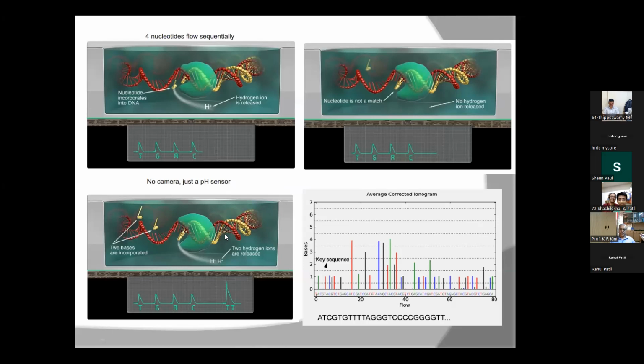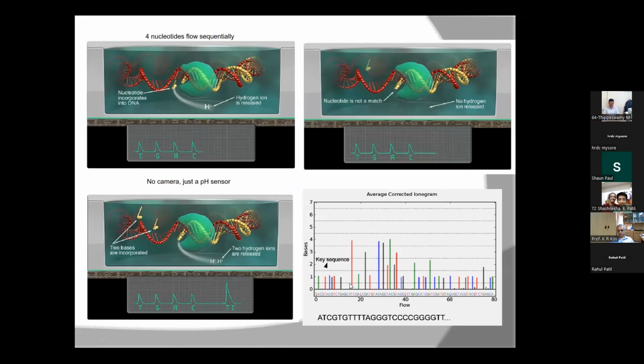So there is sequential addition of nucleotides, 4 nucleotides added sequentially. You add one nucleotide, see whether there is a change in pH. So for example, T, there's a peak, G, there's a peak, like that. And if there is no hydrogen ion release, you will not get a peak. See, there's a gap here, and there are 2 T's, like that. So this is the corrected ionogram. This is how the sequences are read. So there are multiple, so how many bases are attached, T, like that.